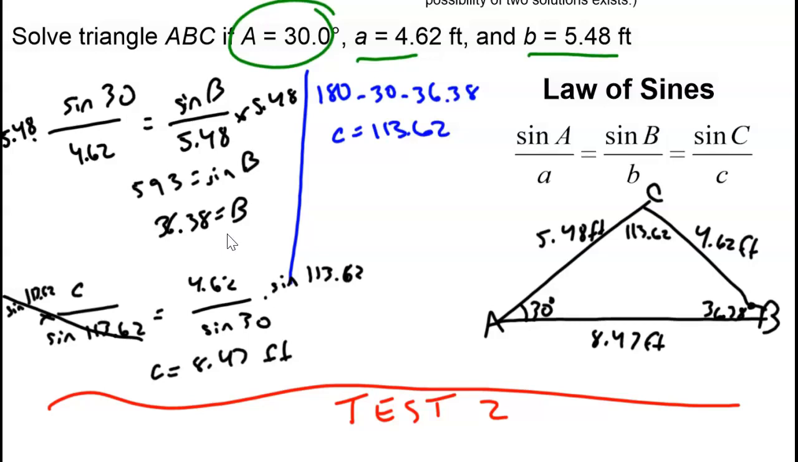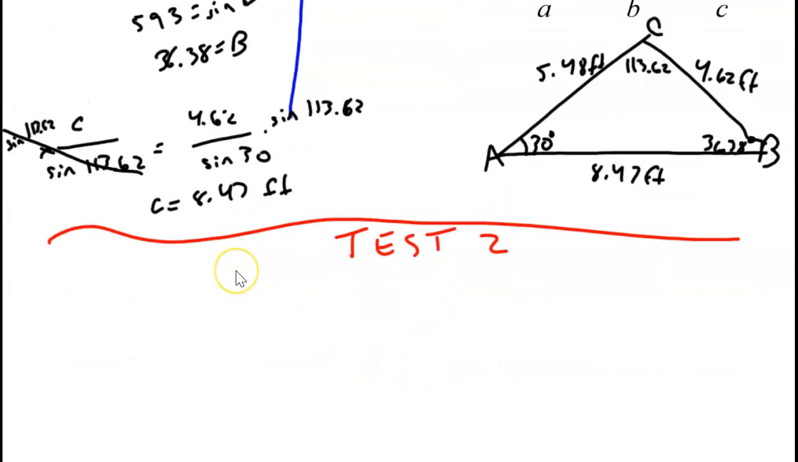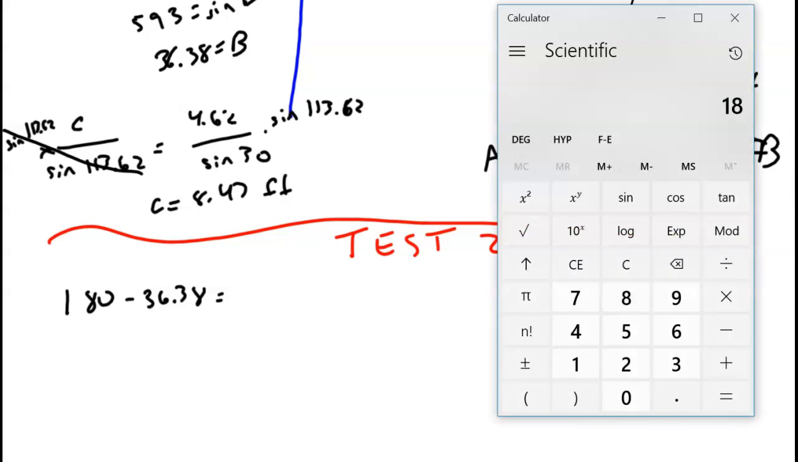And remember that for every acute angle that we determine a sine value, there is an obtuse angle, and that is 180 degrees minus that angle. So let's come down here and go 180 degrees minus 36.38, and we get 143.62.